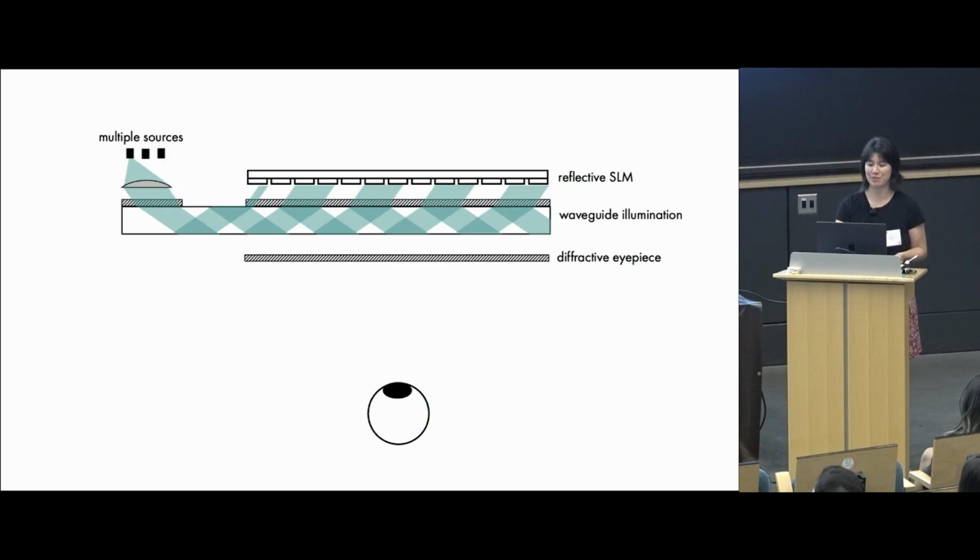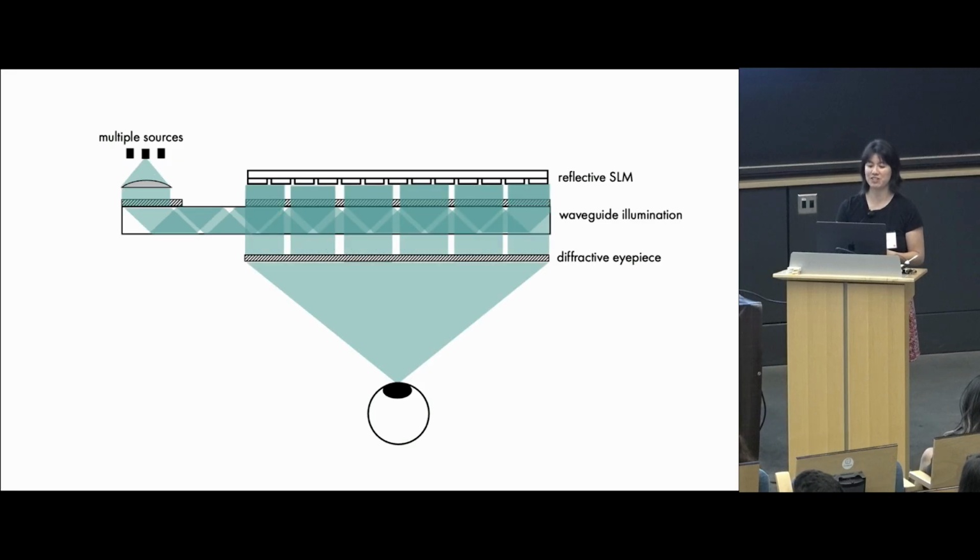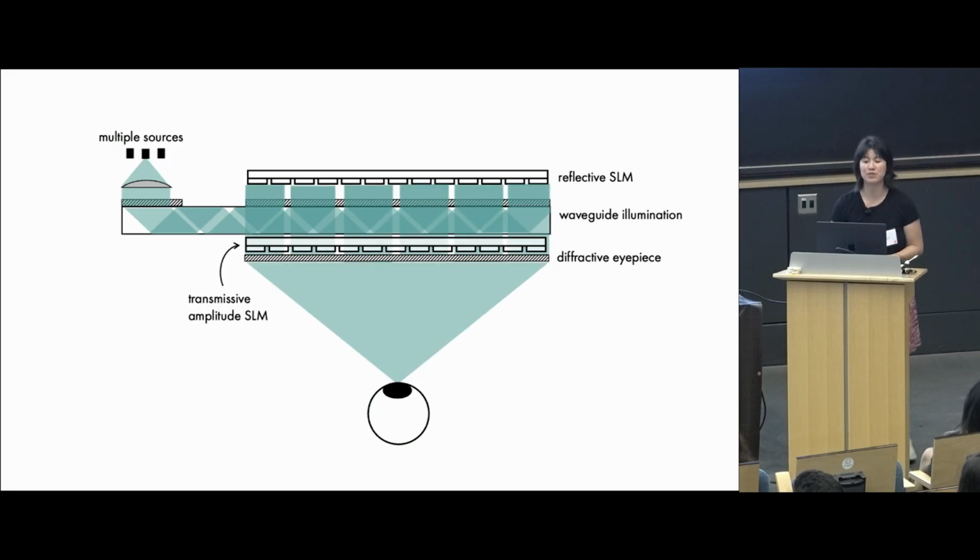And this can happen simultaneously in the system. Now, we also need a second SLM with an air gap between them. But this works out pretty nicely, because we could imagine putting a transmissive amplitude SLM on the other side of the waveguide. So the waveguide naturally creates a gap without adding a huge amount more thickness to the system.